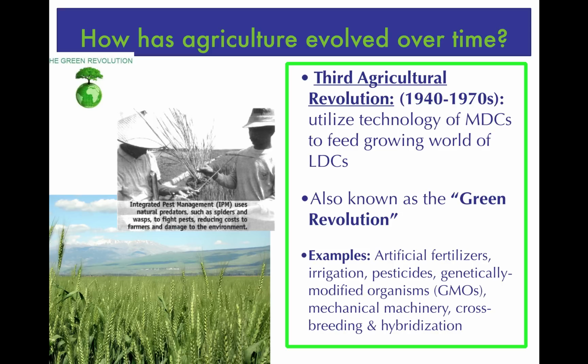Genetically modified organisms were introduced a little bit later in this third agricultural revolution, but as these GMOs were developed, they began to be implemented in some less developed countries to increase yields, to create drought-resistant crops, and to create crops that were better able to resist pests. Mechanical machinery, of course, just providing the different technology and the machines to improve agriculture in the LDCs. Crossbreeding and hybridization, essentially just creating different, stronger and better varieties of crops, taking one and the other and creating a stronger crop.